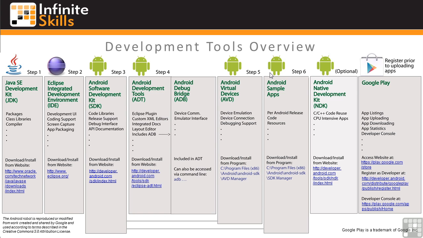Sample apps are Android release dependent, so you'll use sample apps built on the minimum Android release your app will run on. The Android Native Development Kit, or NDK, can be downloaded from the Android developer's website. We won't be using it for this course, but I'll give you a description of what it does in a later lesson. Google Play includes the developer console and is accessed via your web browser. You'll register as a developer to gain access to all its goodies. It includes app listings, uploading, downloading, statistics, and the developer console. So there you have it. It's a bit large and complex, but we'll tear it all down and make you an Android Tools Pro.